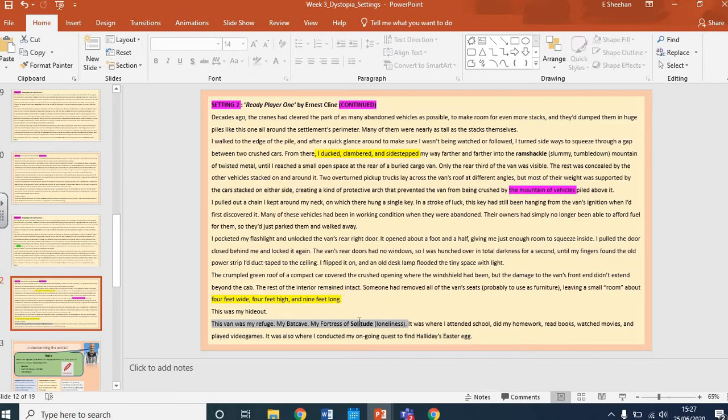Now I've highlighted this in grey. So this isn't a list, but it's a triplet. So there's 3 short sentences next to each other. This was my refuge, then my bat cave, my fortress of solitude. So you might have chosen that one as part of your list, although it's not an official list, it is 3 things listed together. Three short sentences together, which when you read it, it sounds like a list.